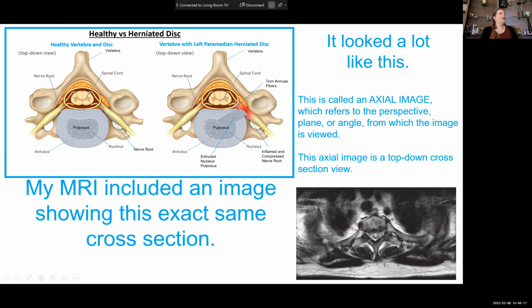So this is what we call, wait a minute, Darcy, listen, okay. This is what we call an axial image. So this is the stuff I want to make sure that you guys, we are recording, right? We should be recording. Good, it is.